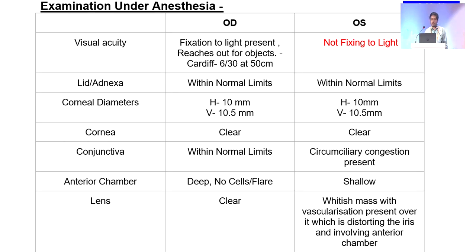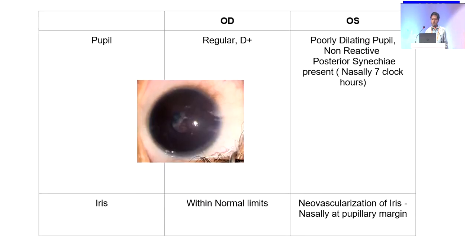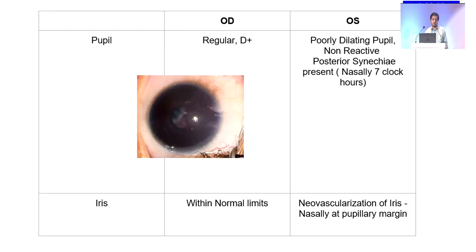The anterior chamber was irregularly shallow. On the lens, there was a whitish mass with vascularization over it, which was distorting the iris and involving the anterior chamber. So here's the clinical picture. There was a posterior synechia, and nasally there is distortion of the iris with iris atrophy. Also there was a mass posterior to the iris, abutting the lens, and the pupil was non-reactive.